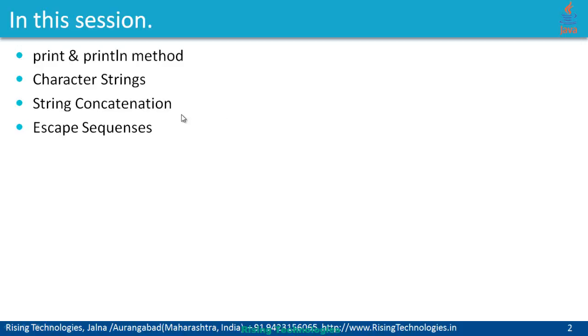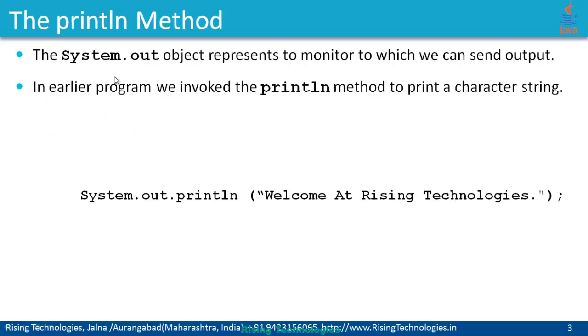In this session, we are going to discuss the print and println methods, character strings, string concatenation, and a few escape sequences. We have already discussed the line System.out.println in our last example. The System.out object represents the monitor to which we can send some output. In our earlier program, we invoked the println method to print character strings.